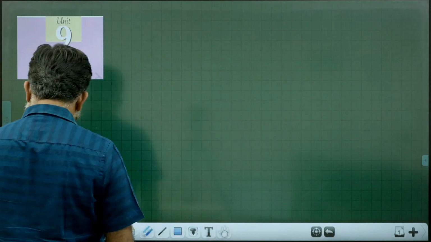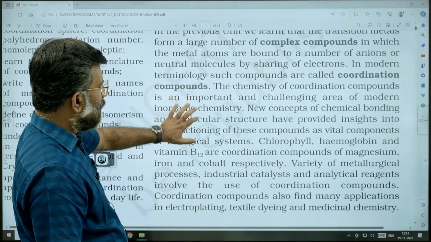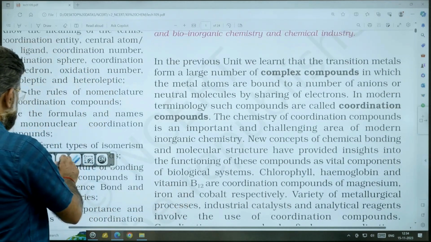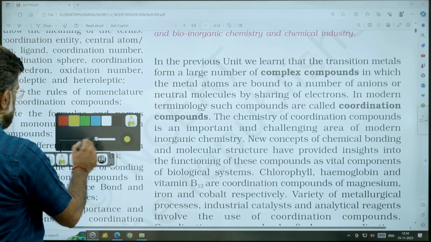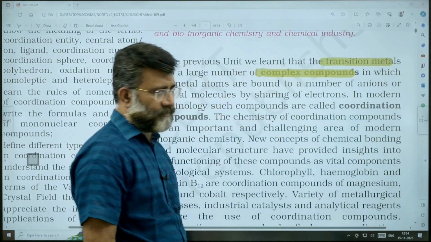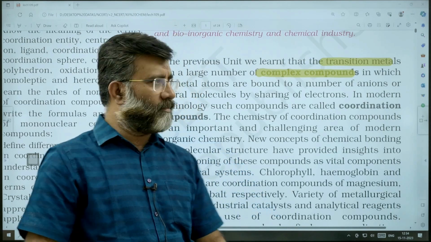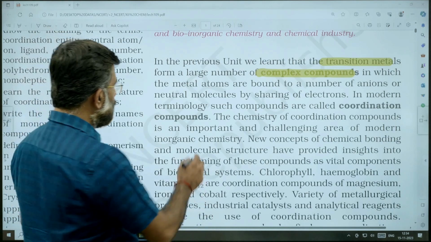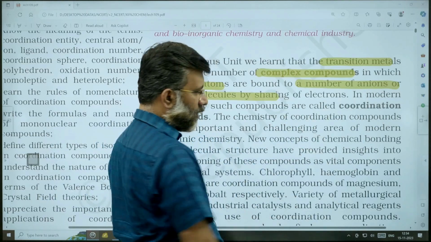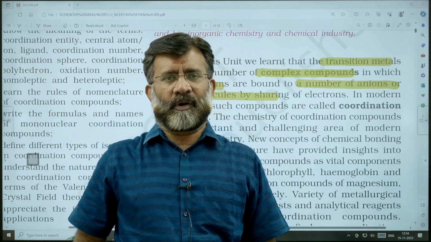Yes. See, when you simply analyze the introduction portion of the chapter, you can find the importance of coordination compounds, which are called complex compounds. The modern terminology is coordination compounds. Complex compounds are mainly given by transition metals. Transition metals are giving coordination compounds, which are called complex compounds, right? See, the metal atoms are bound to a number of anions or neutral molecules. A metal atom will be surrounded by a number of anions or neutral molecules.